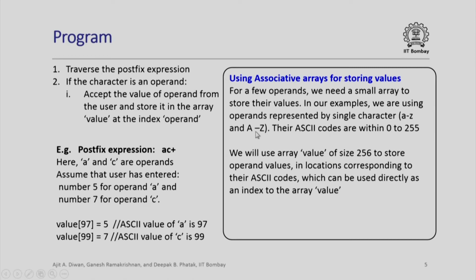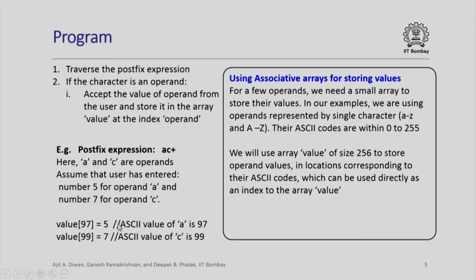Value of an operand capital P will be stored in that element of this array which corresponds to the ASCII code of operand character P. This way, while many of the locations in the array will remain unutilized, we will be able to use the ASCII code of the operand directly as an index of this array. So, for example, if we have a postfix expression AC plus, here A and C are operands, assume that the user has entered number 5 for value of operand A and number 7 for operand C.